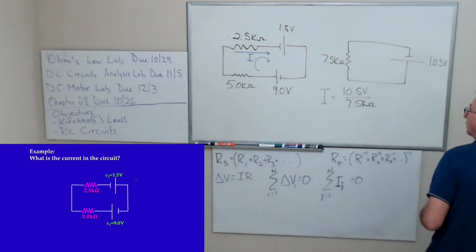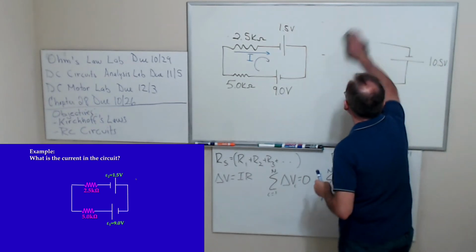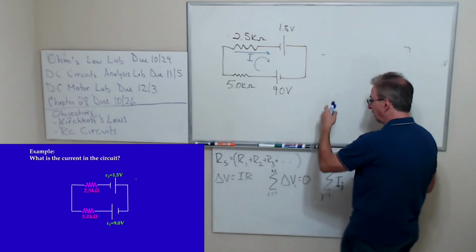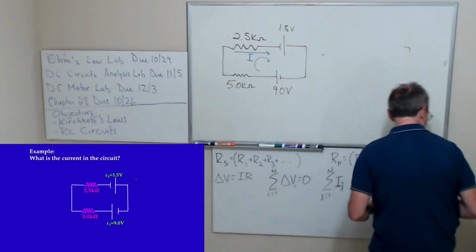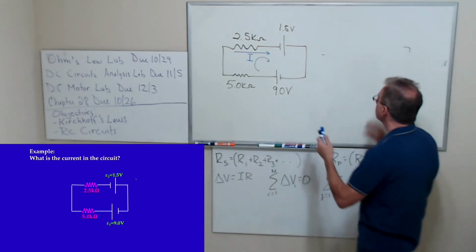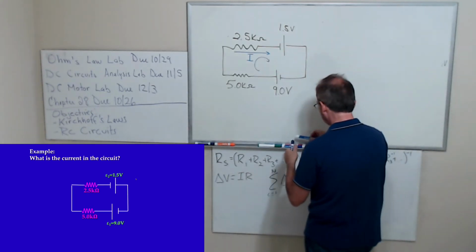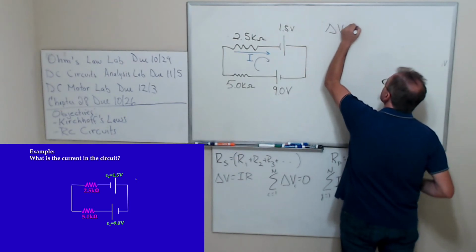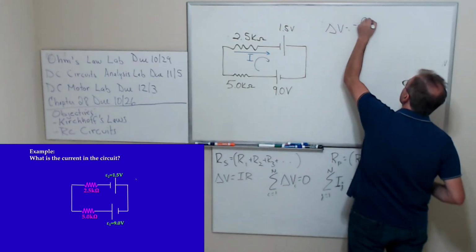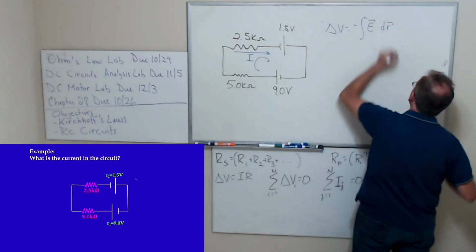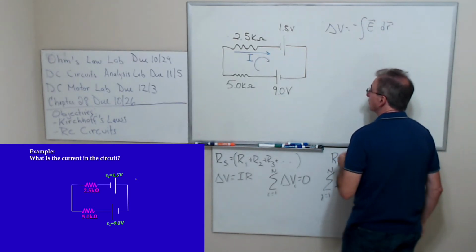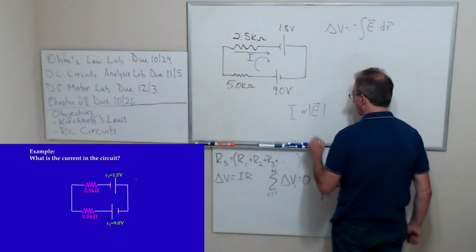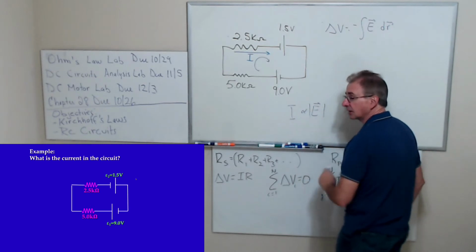So what am I doing there? Remember that the current, what I got before, was 10.5 over 7.5, okay? So what am I doing here? Well, delta V is minus the integral of E dot dr. So the current is proportional to the electric field, and the current is in the same direction as the electric field.